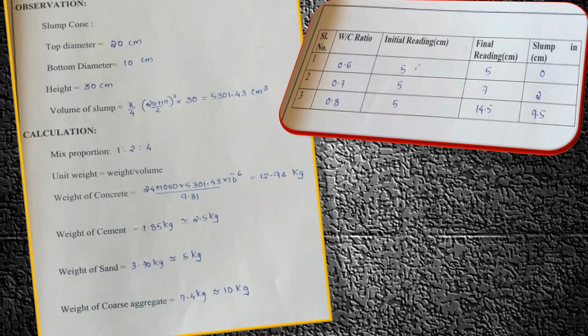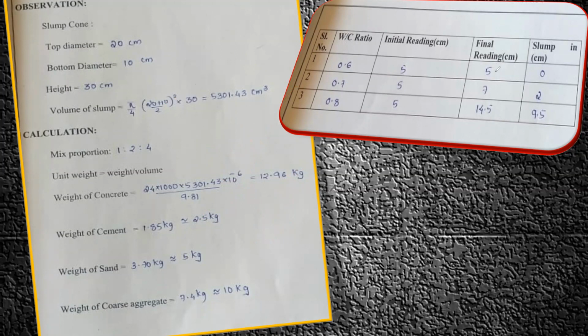Now coming to the initial reading, the initial reading will be 5. Once you prepare the concrete in this way, the slump is going to be in this way. So the initial reading is 5 every time, right? Only the final reading is going to come down.